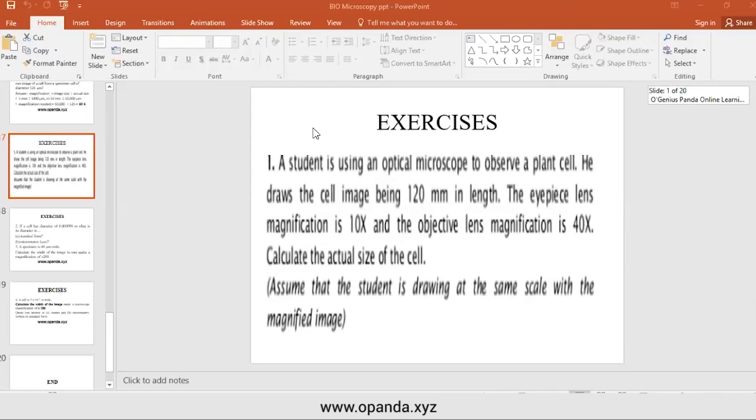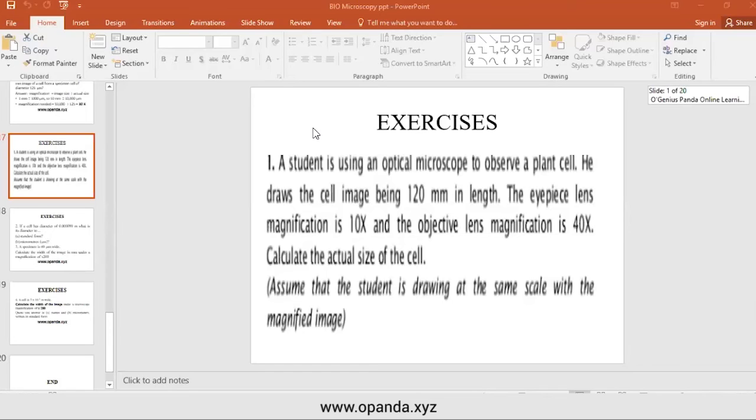We have learned that to get total magnification, you take eyepiece magnification times objective lens magnification. Then total magnification was equal to 10 times 40, which is equal to 400 times. Then we know that magnification is equal to image size over actual size of the object.